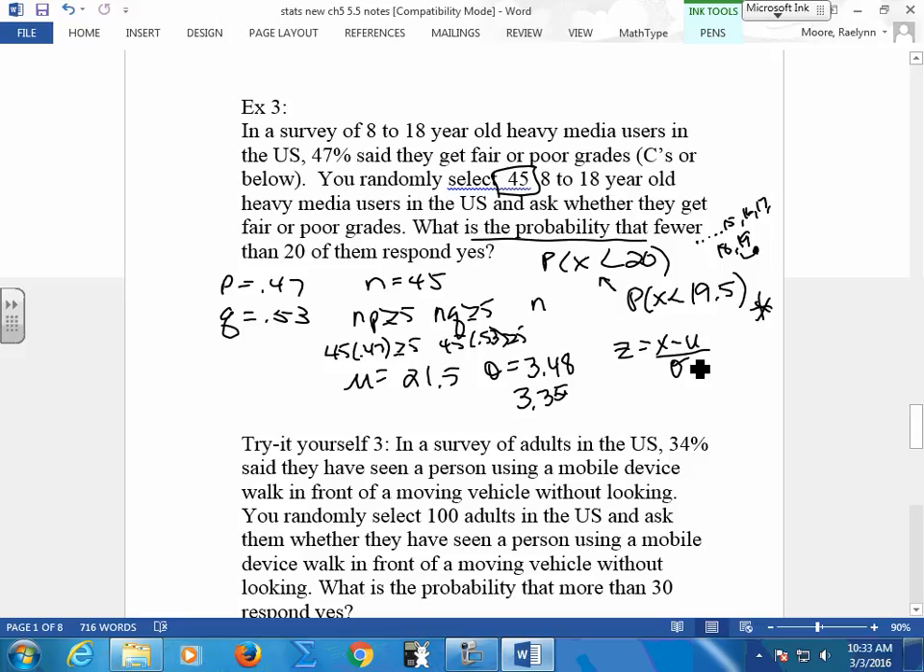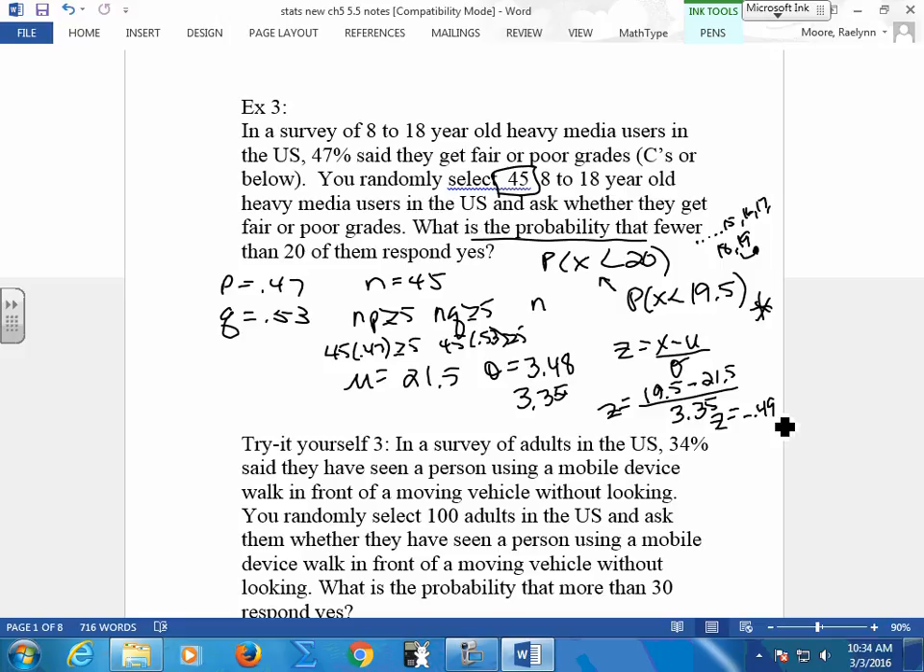There's no central limit theorem here. We're back to your z-score formula. So you're going to use your x of 19.5 minus your mean that you just found over your new standard deviation. And then you're going to find your z-score. So your z-score should come out to be negative 0.19. Everything else is the same. I want my area to which way? To the left or to the right? I'm pointing that way. I want my area to the left.